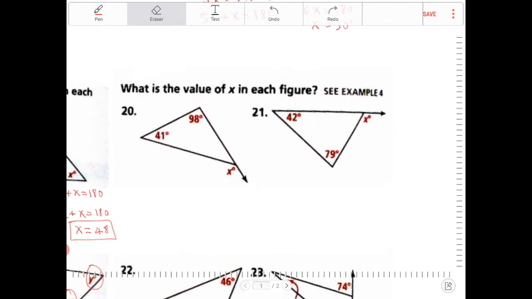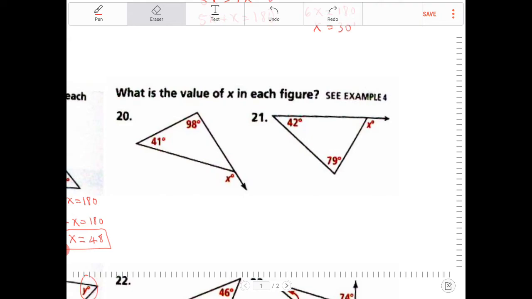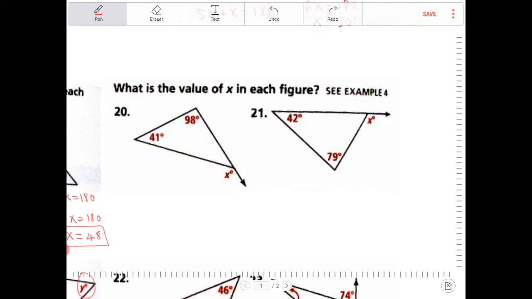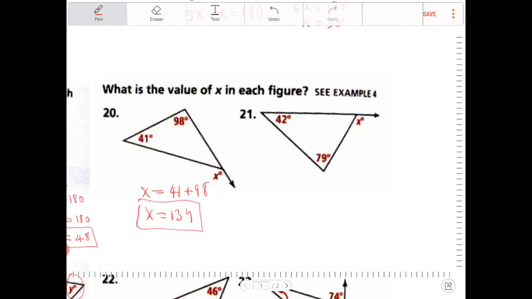Okay, moving on. Question number 20. What is the value of x in each figure? So this is the exterior angle theorem. X is equal to 41 plus 98. And that will be 139. Here, x will equal 42 plus 79, which is going to be 121.